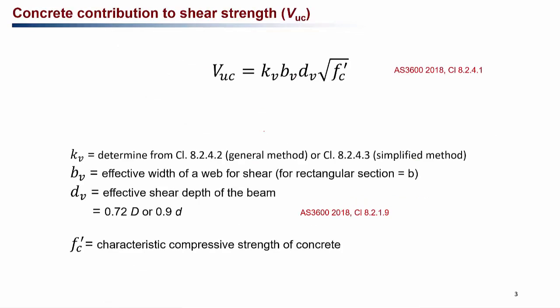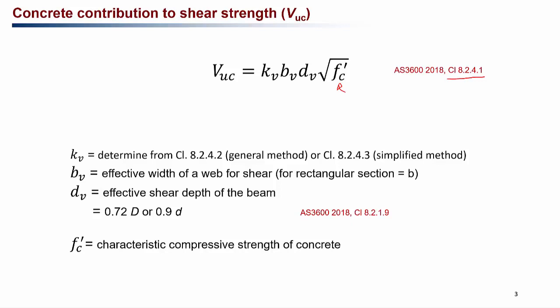Now for the concrete contribution to the shear strength, that is VUC, it is given by an empirical formula in clause 8.2.4.1 in AS3600. So VUC is given in terms of the cross-sectional dimension of the beam as well as the shear strength of the beam written in terms of compressive strength of the concrete.